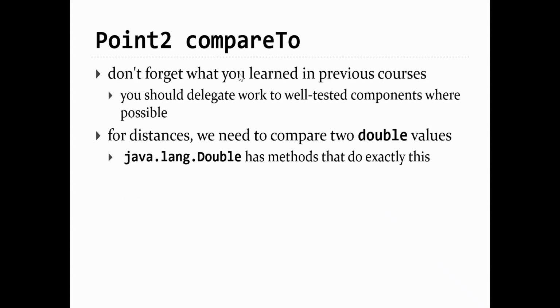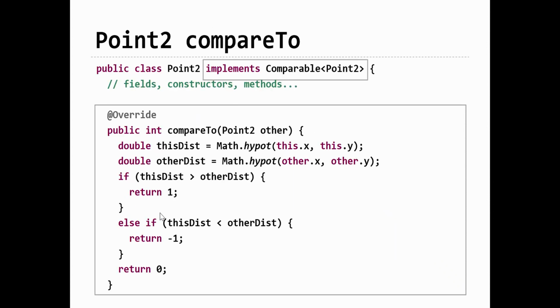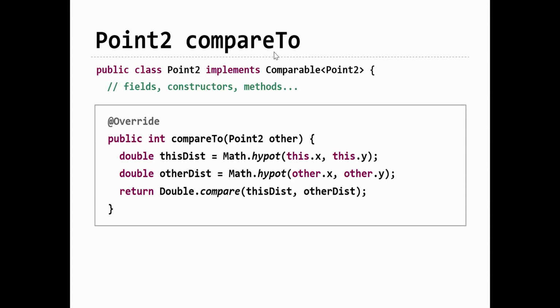I don't have to write two if statements and then a third, possibly an else statement or a return statement here. I can just return whatever compare gives me back, which is much easier to write, and you're also guaranteed that you're now consistent with the standard library. And you can do that for all the primitive types. So there's an Integer compare, a Short compare, a Long compare, a Float compare, and so on and so forth. I would encourage you to use the compare method from the wrapper types when you're trying to compare two primitive values.